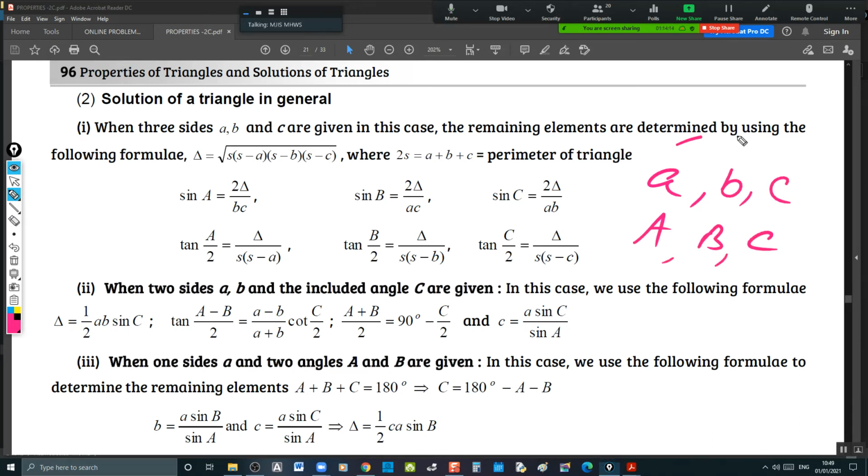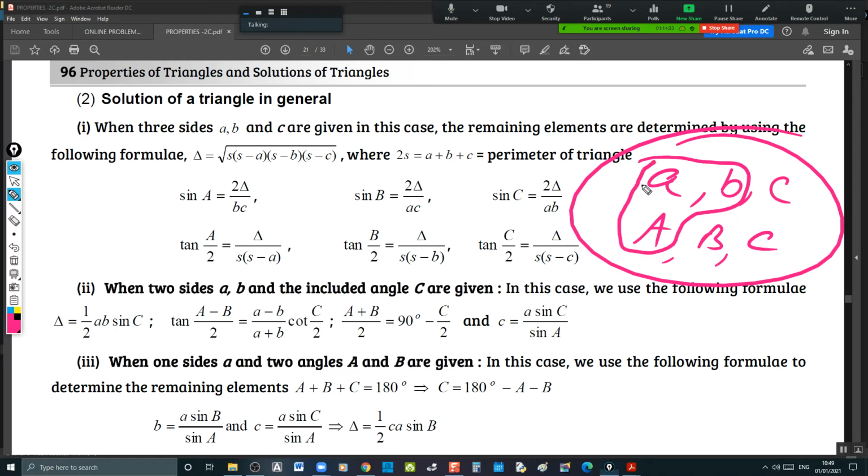These are the main parameters of the triangle. Among these 6, if 3 are given, you can find out the remaining 3. Like that it is to be seen with regards to the solution of the triangle. If all the angles are given, then you cannot find out the solution for this, because infinitely many triangles will be formed.